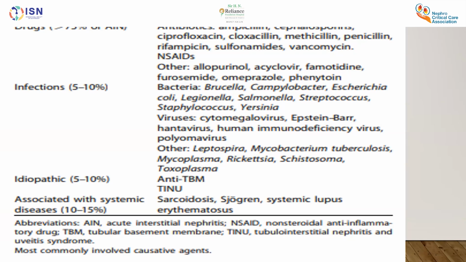Infections account for almost 5 to 10%, where bacterial causes like Brucella, Campylobacter, E. coli, Legionella, Salmonella, Streptococcus, Staph, viruses like CMV, EBV, hantavirus, HIV, and other organisms like Leptospira, TB, Mycoplasma, Rickettsia, Schistosoma. All these are seen associated with AIN. Idiopathic causes include anti-TBM, that is tubular basement membrane, and TINU, that is tubulointerstitial nephritis with uveitis syndrome. Sometimes it is also associated with systemic diseases like sarcoid, Sjogren's, or SLE.